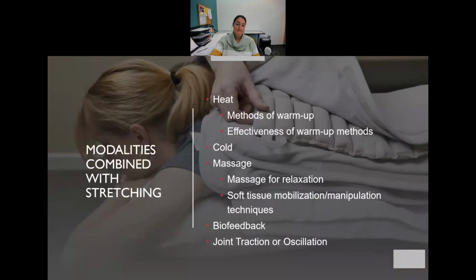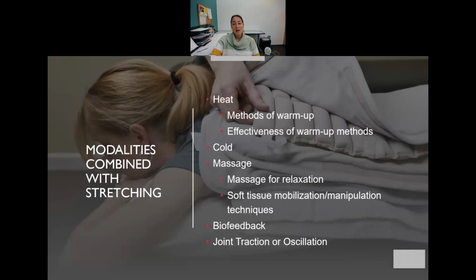Modalities that can be coupled with stretching: you could use heat. Sometimes it could warm the muscles up in the beginning rather than an active movement. Cold, I would only use after. We do not want to stretch a cold muscle. The only time I have seen something that is against that is maybe a cold spray. If they're in a lot of pain, spray that area with a cold spray and then stretch. I don't recommend that unless maybe it's an athlete on the field and you just need to get them back in the game quickly, something like that. Otherwise, I do cold at the end after stretching.